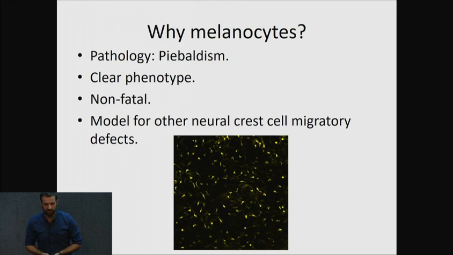And the idea is that although this disease is not particularly serious, trying to understand how melanocytes migrate correctly is a sort of model for the other types of neural crest cell migratory defects, which I mentioned, which are potentially more serious. So if we can understand something in this system, we can maybe transfer our knowledge into the other types of neural crest cells, which are potentially more important.